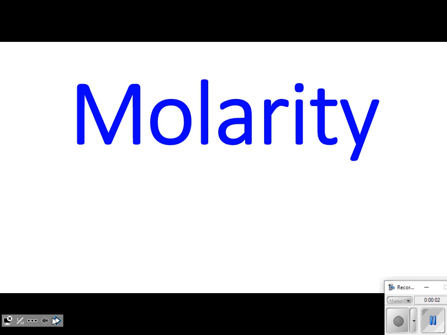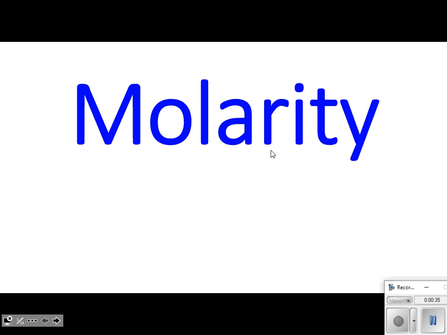Okay, up here on the board you can see molarity. Now, one thing before we get into our learning targets and success criteria is it's very important not to confuse molarity with molality. You're going to get the molality coming up later on this week. Okay? So, molarity and molality are two different calculations. And the only difference between the two is right here.